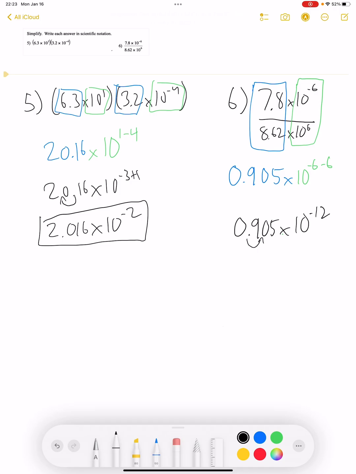Now before, when we moved it to the left, remember we added 1 to our exponent. Now that we're moving it to the right, we need to subtract 1 from our exponent to compensate. So anytime you move it to the right, you need to subtract. And so when we do this, this is 9.05 times 10 to the minus 13th. And that is my answer.